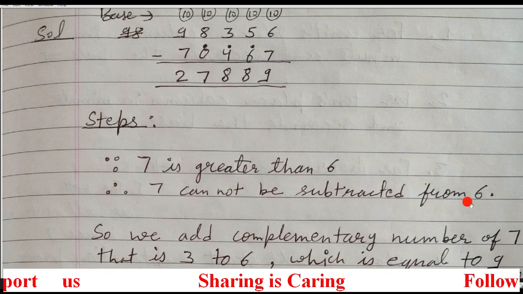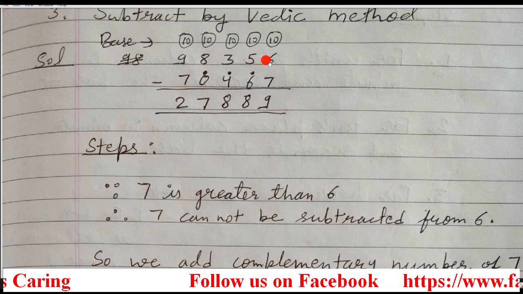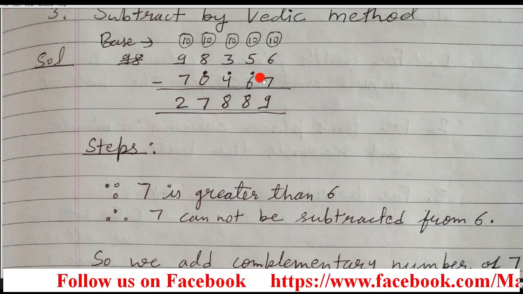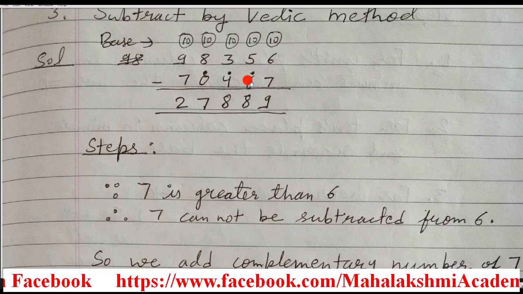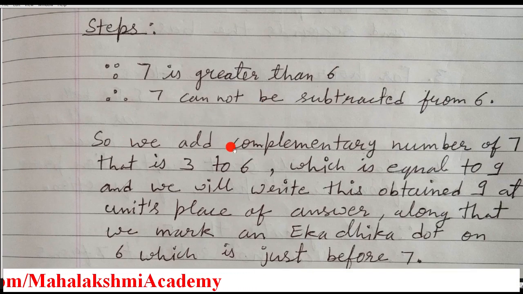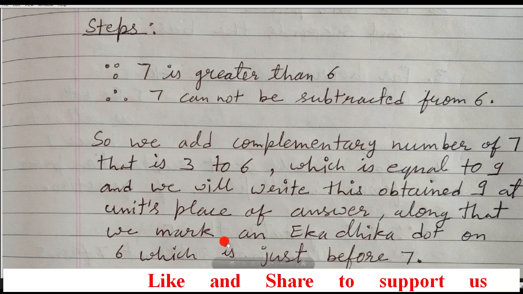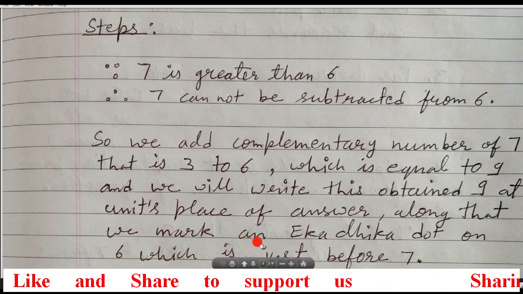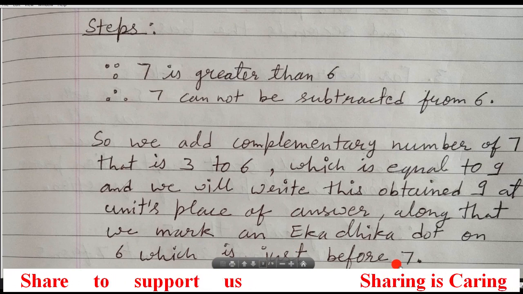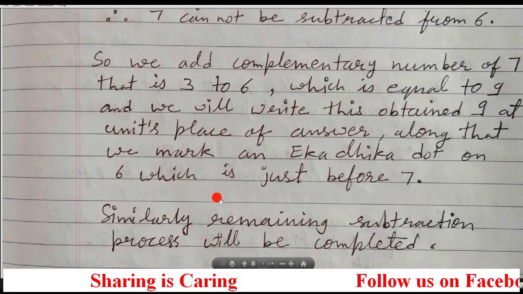So just write: 7 is greater than 6, so 7 cannot be subtracted from 6. Then what we did was find the complementary number of this 7, add it to 6, and write 9 here. And because of the help of the complementary digit, you have to put the ekadika dot on 6. So we add the complementary number of 7, that is 3, to 6, which is equal to 9, and we write this obtained 9 at the units place of the answer. Along with that, we mark an ekadika dot on 6, which is just before 7. That's it. Similarly, the remaining subtraction process will be completed. So this question is completed.